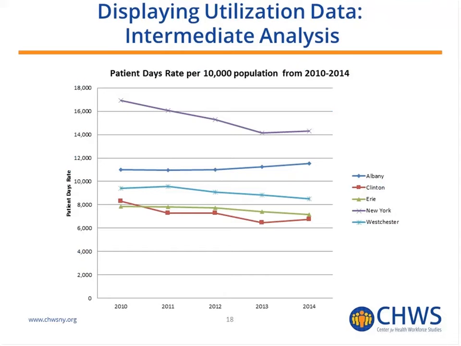So the same data, now we've done a couple of things with it as we're talking about intermediate analysis. We've added two things. We've added years, so all of a sudden now we're looking across 5 years. And we've also done per capita. So we've taken the population of each of the counties from the American Community Survey, and we've applied it to the number of patient days. And so as you can see, now we're looking at trends, we're looking at comparison between the counties and among the years. And so you can start talking about a different story.